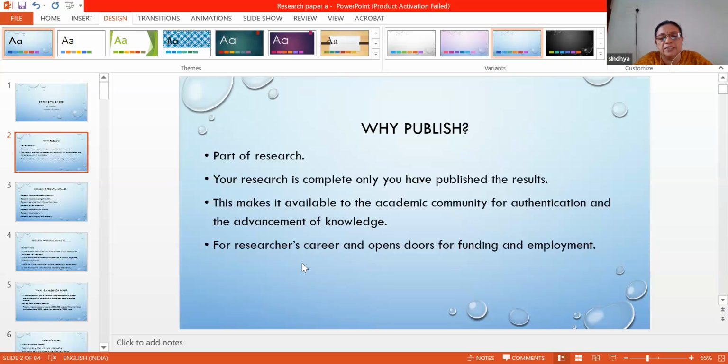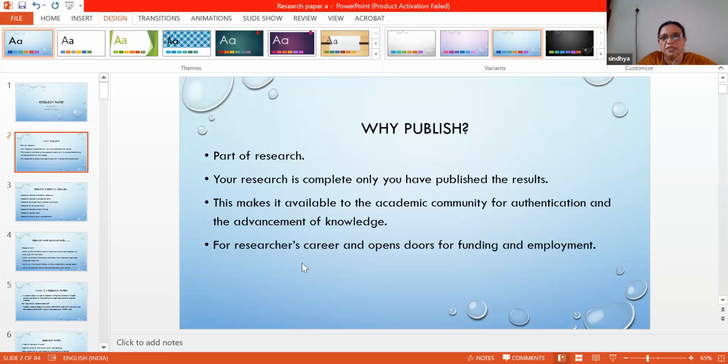So as a part of a teacher's work, we can publish our own action research works and other theoretical contributions, articles, etc., so that it can be a professionally growing activity also. So research will become complete only when it is published. That is why publication is important.